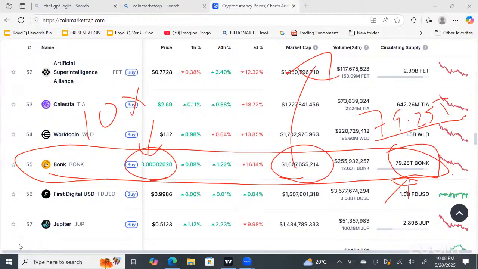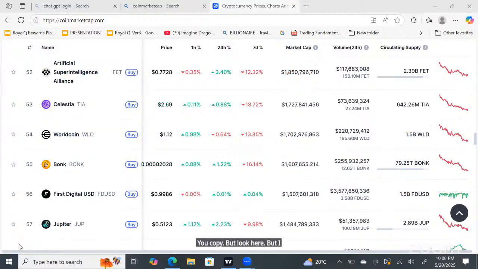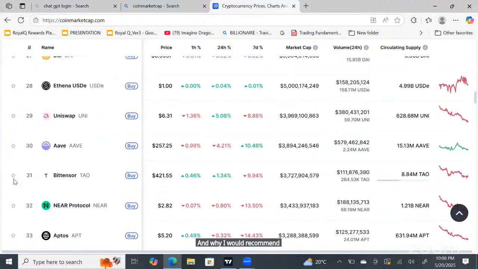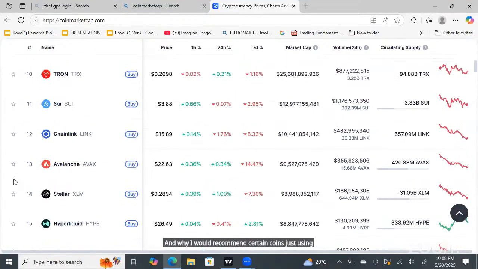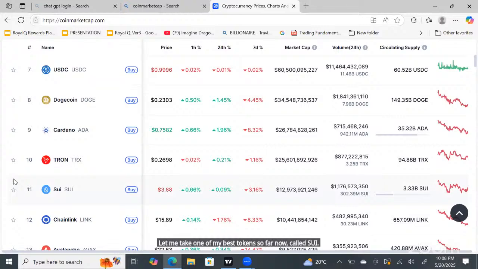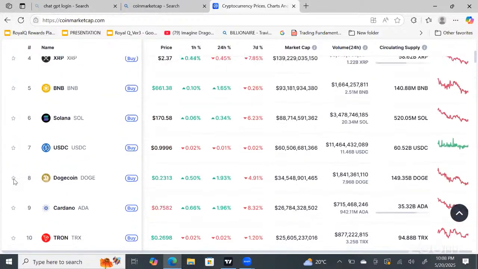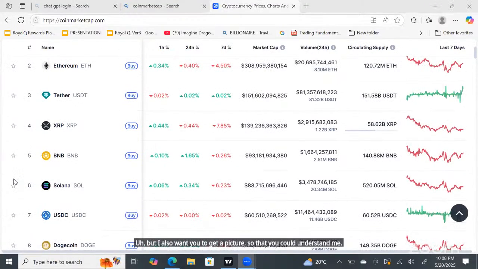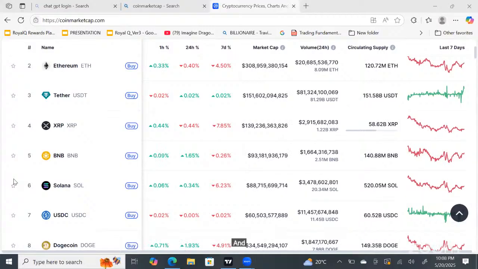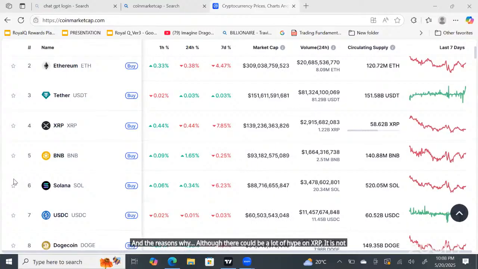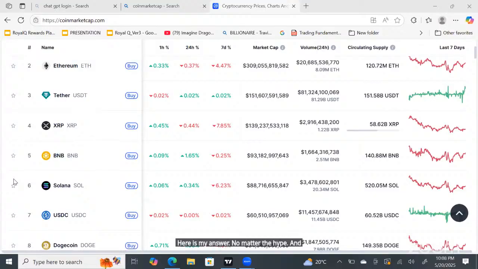You copy. But look here. But I want to speak now from a trading mindset and why I would recommend certain coins just using market capitalization. Let me take one of my best tokens so far now called SUI. But I also want you to get a picture so that you could understand me. And the reasons why, although there could be a lot of hype on XRP, it is not easy for XRP price to overrise. Here is my answer, no matter the hype. And there is a lot of hype on XRP.